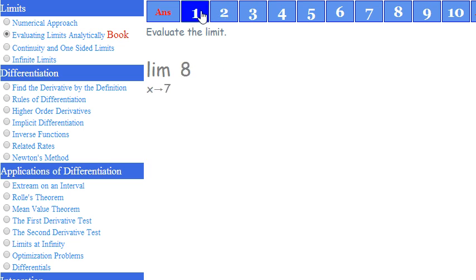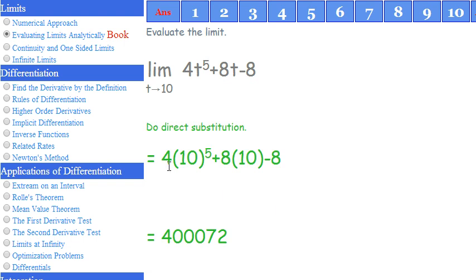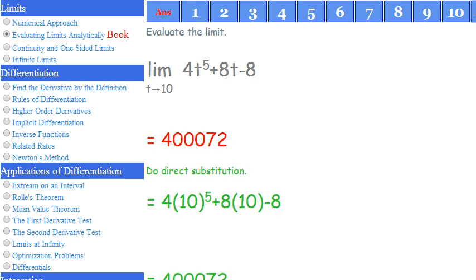Now, I believe that's all the options we got here. Well, we had one more. Here we go. You just plug 10 directly in, doing direct substitution. I've got it worked out here, though I've left a comma off, but that's okay. We plugged 10 directly in, known as direct substitution. Our variable has changed, it's t, but don't let that throw you off. So we have 4 times 10 to the 5th plus 8 times 10 minus 8, and we get this nice, lovely answer.